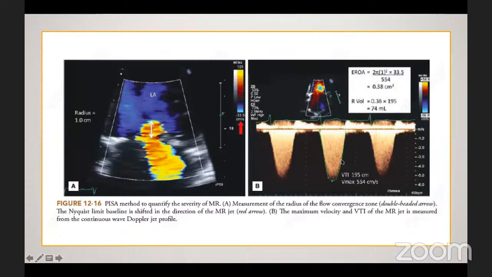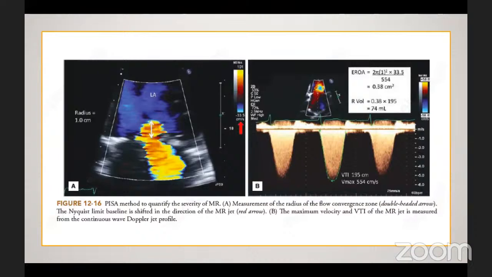Then you will calculate the VTI. And you will use the maximum velocity, or VTI, whichever you would like to use. So you will use the VTI, the maximum velocity in the equation, and you will get the effective regurgitant orifice area, which is 0.3. From that, if you multiply the cross-section area by the VTI, it will give you the regurgitant volume. This is from the same equation of the stroke volume, and the stroke volume equals the cross-section area multiplied by the VTI.